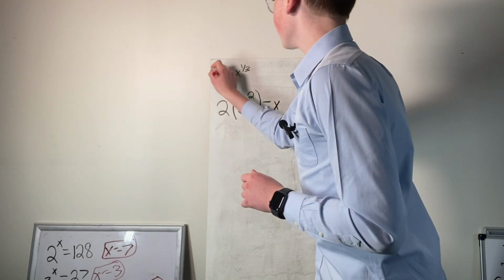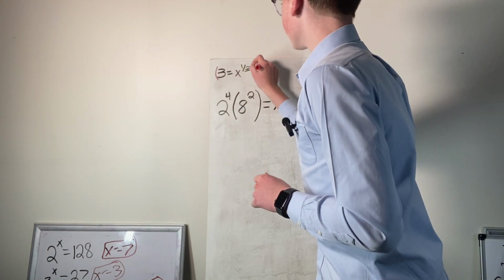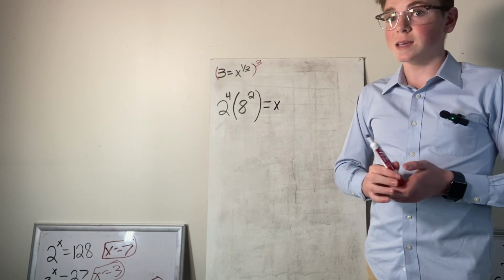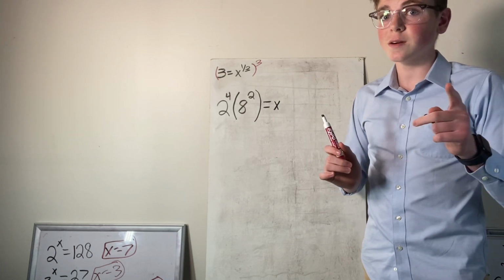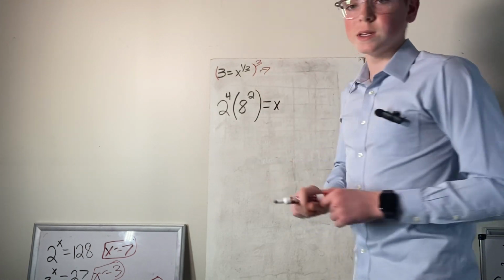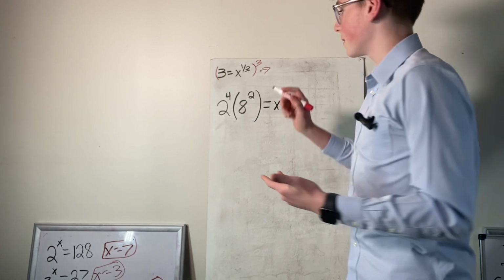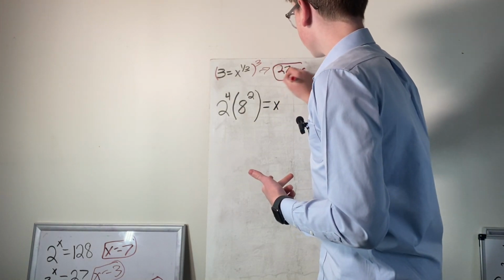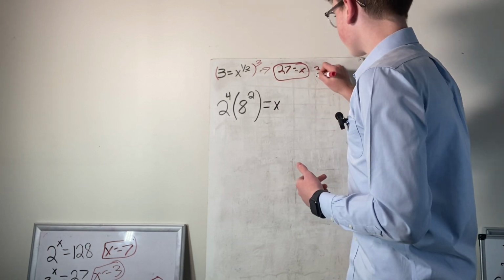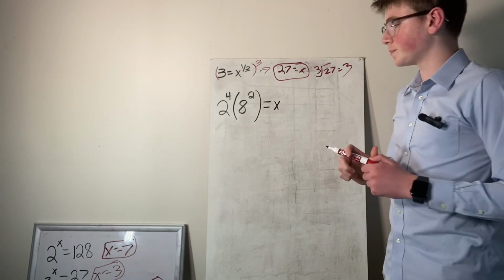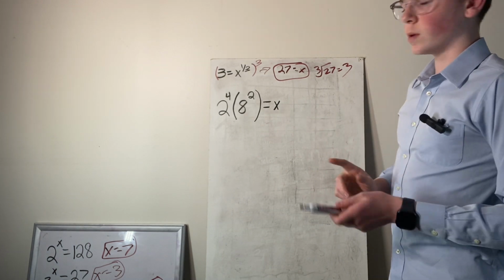What you could do is you could put both sides to the third power. And that 3 times that 1/3 is going to give you 1, and x to the first is really just x. So then we have 3 to the third, which is 3, 9, 27. So it is 27 equals x. And if you think about it, the third root of 27 equals 3. So that's great.